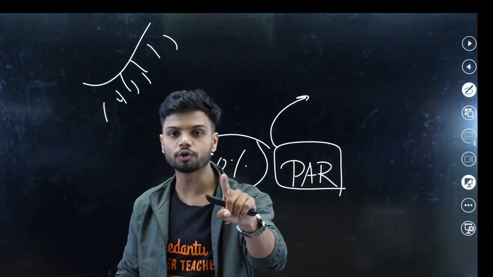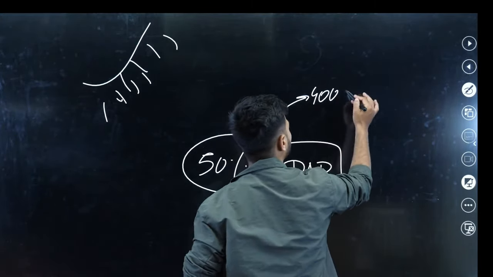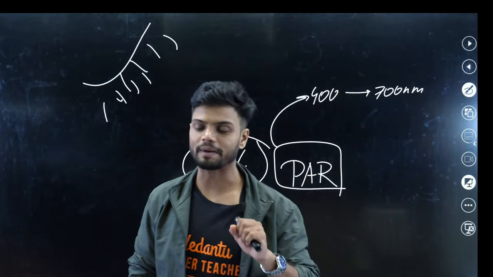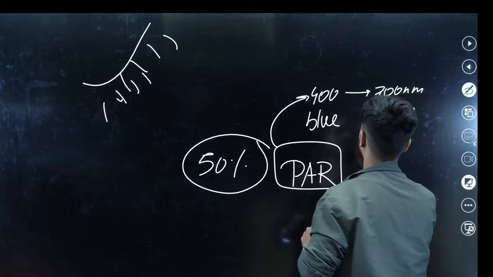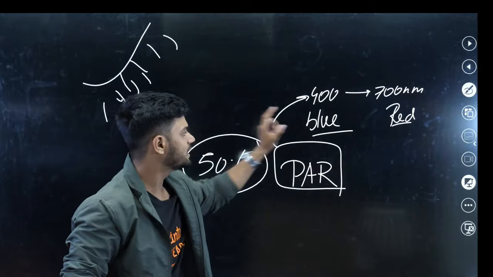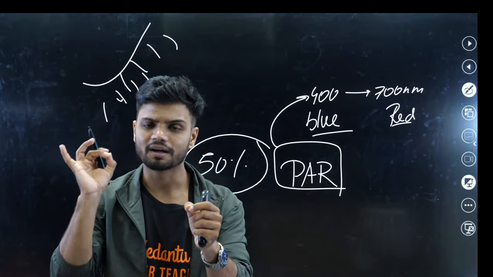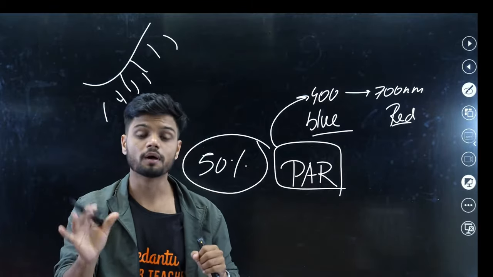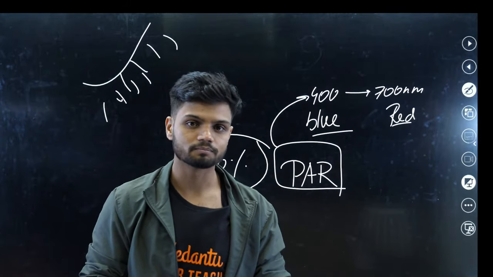I told you already, photosynthesis in higher plants is between 400 to 700 nanometer. This is your blue region and this is the red region. This is nothing but the photosynthetically active radiation. It is the radiation that plants can absorb. They can absorb, but will they absorb? That is a different question.